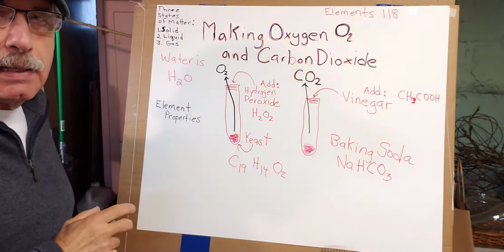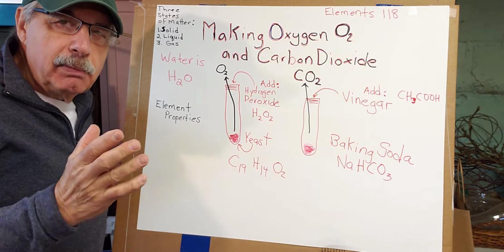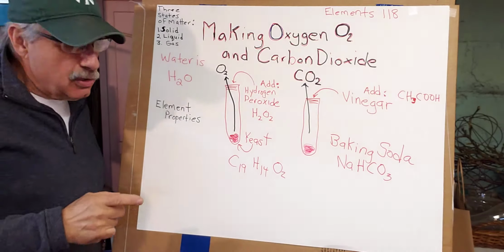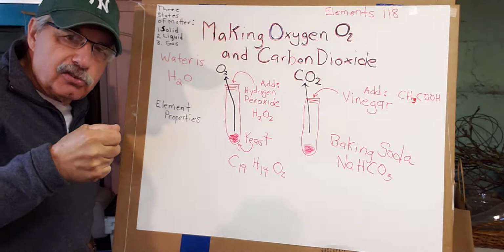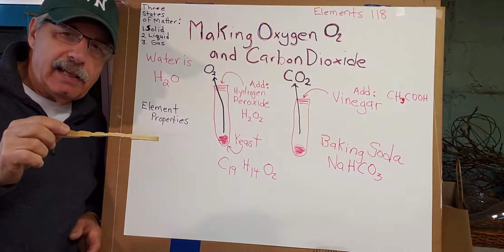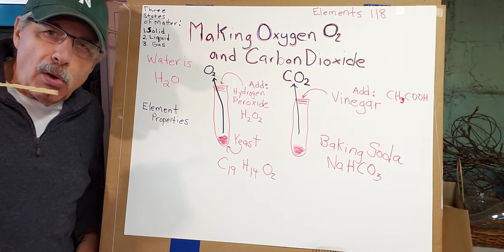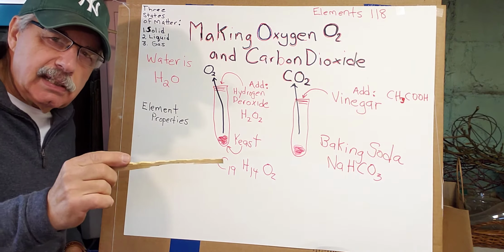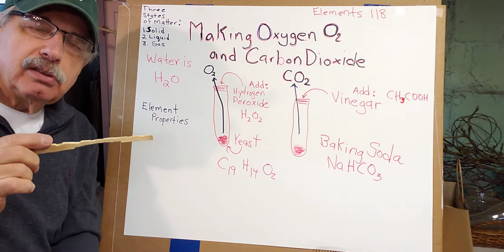I'm not going to let it escape, though. I'm going to put a cork inside that test tube to trap the oxygen, because we're going to test for oxygen afterwards. One of the tests is to put in a glowing wood splint like this. I'm going to light this with a match, and blow it out like this, and you'll have a little glow on the end, and I'm going to stick that in the test tube with the oxygen, and what you'll see is the stick burst into flames.